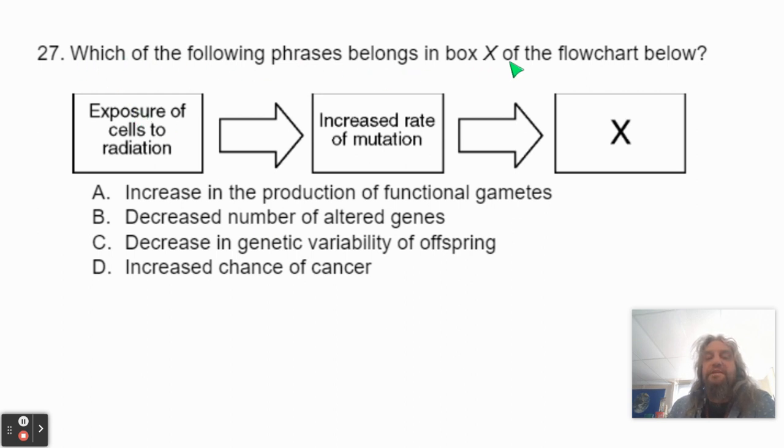27. Which of the following phrases belongs in box X of this flow chart? Exposure of cell to radiation, increased rate of mutation, X. A, increase in the production of functional gametes. B, decrease number of altered genes. C, decrease in genetic variability of offspring. And D, increased chance of cancer.